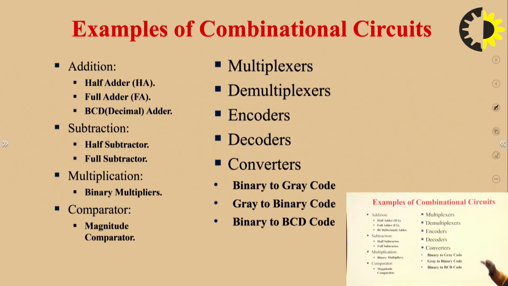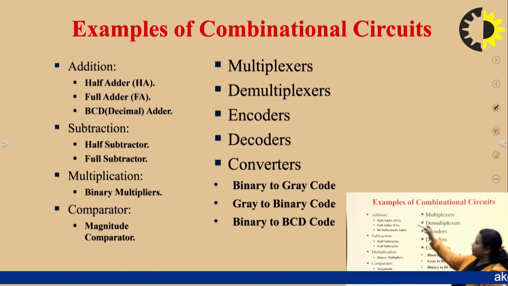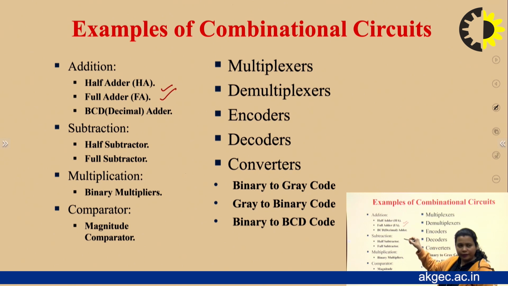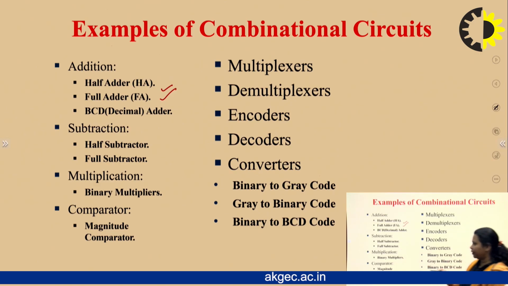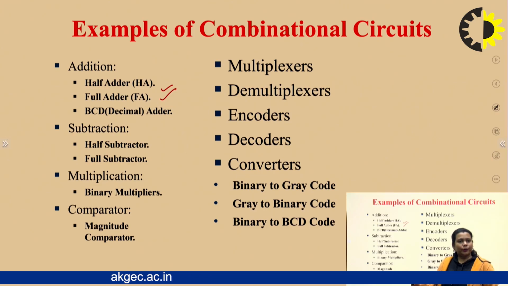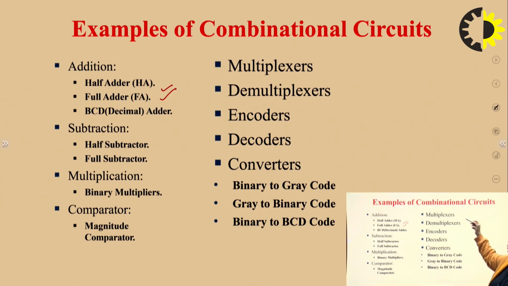Examples of combinational circuits. There are various types of examples. In addition we have half adder and full adder, which I will be covering here. Subtraction: half subtractor, full subtractor. Then multiplication, binary multipliers, and comparators, the magnitude comparator. In this comparator we have a 2-bit comparator, 3-bit comparator, or 4-bit comparator, depending upon the number of bits you will be comparing. Then we have multiplexers, demultiplexers, encoders, decoders, and various types of converters, that is binary to gray code, gray to binary, and so on. So these are a few examples of combinational circuits.